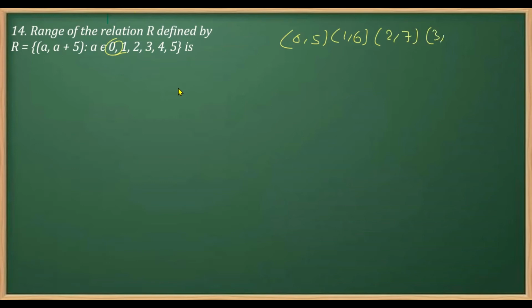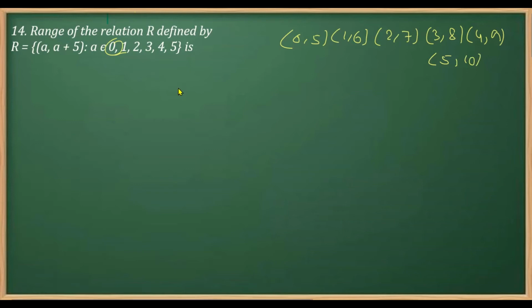3. 3 should give you how much? 3, 8. Yeah. And 4. 4 is what? 4 plus 5, that is 9. And then 5. So it should give you what? 5 plus 5 is 10.